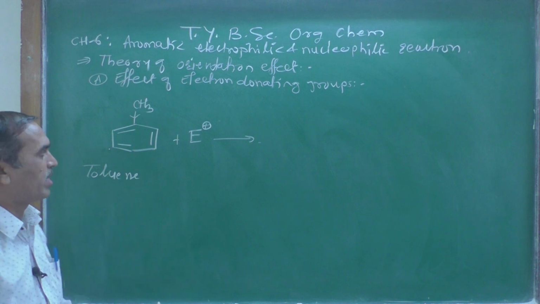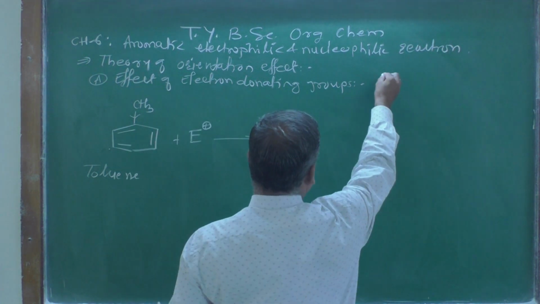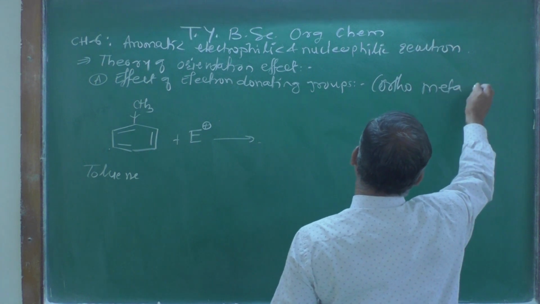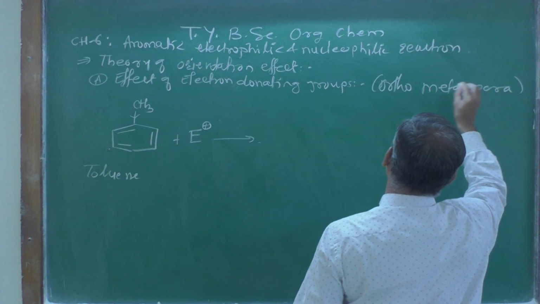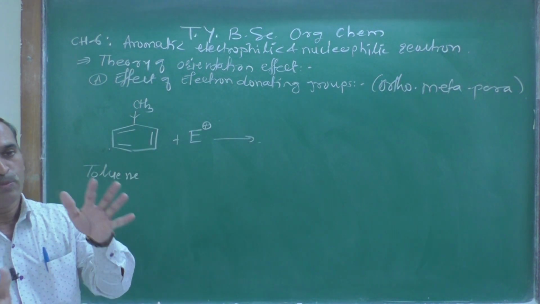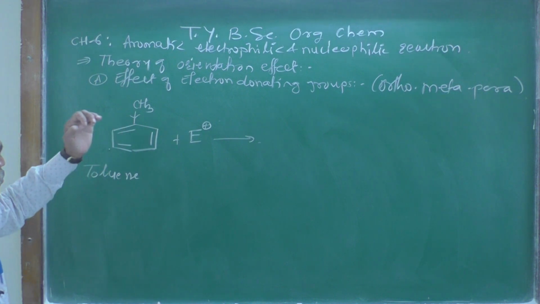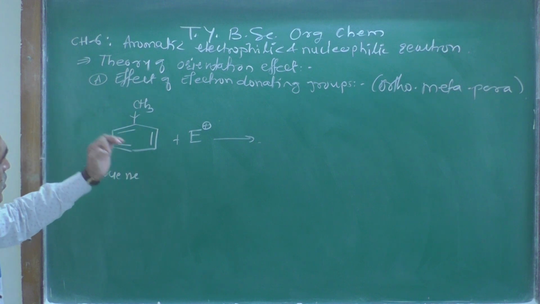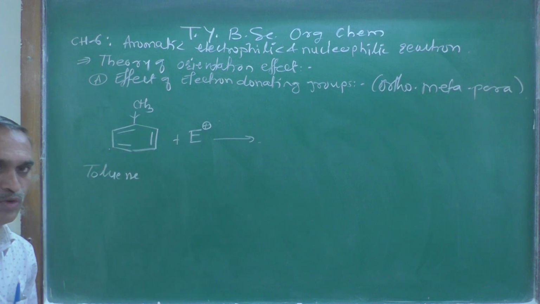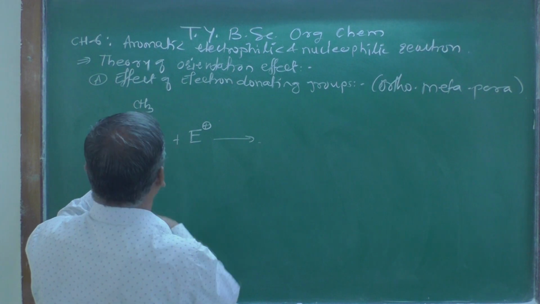So there are three orientations: ortho, meta and para. The electrophile is going to attack at ortho, meta and para. Because here we are trying to find out the effect of this group, the electron donating group, what is happening, that we are going to discuss over here.